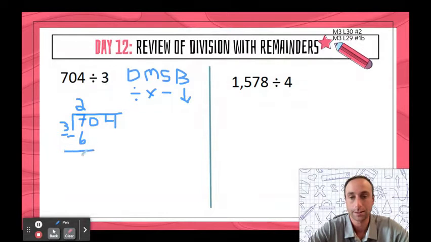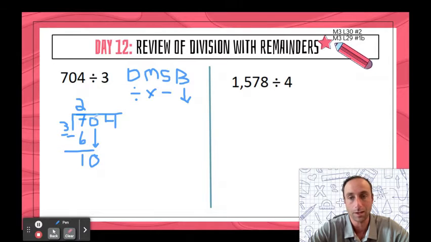7 minus 6 gets me 1. My division, my multiplication, my subtraction step is done, and now I'm going to bring it down. I am bringing down the 0 right here, and my new number that's being made is 10. All right, now that I brought it down, I go all the way back to the beginning.